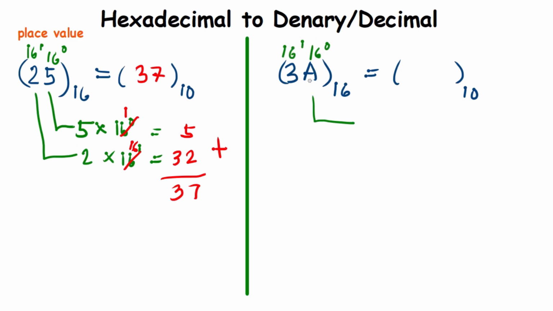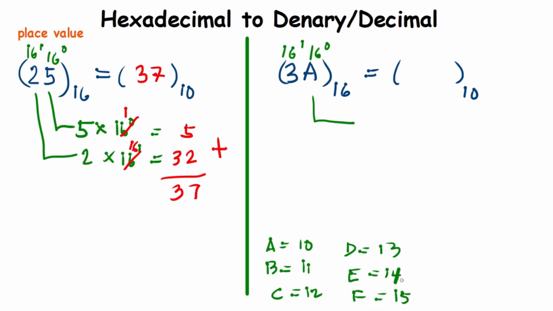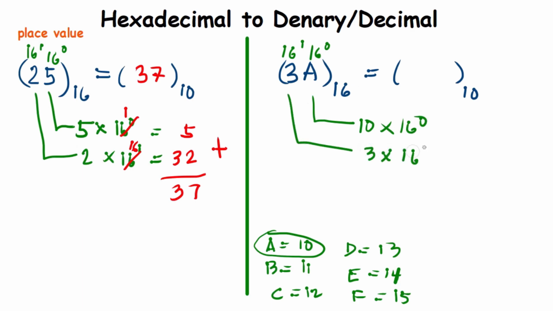If we have letters A to F here, we have to convert them to their denary or decimal equivalents. So A is equal to 10, B is equal to 11, C is equal to 12, D is equal to 13, E is equal to 14, and F is equal to 15. So this A is equal to 10 and we will multiply it by 16 to the 0, and this 3 we will multiply by 16 to the 1.